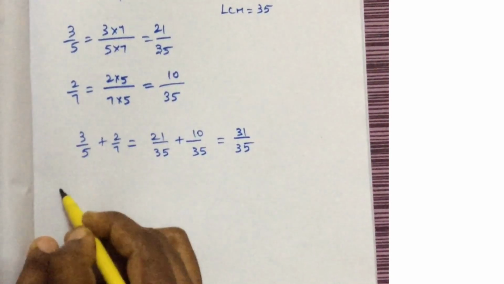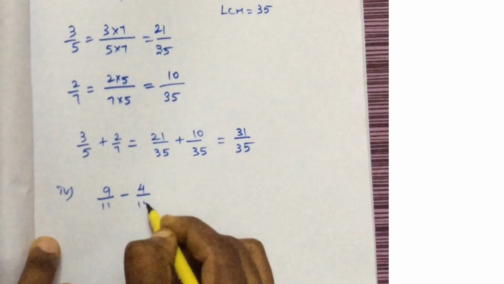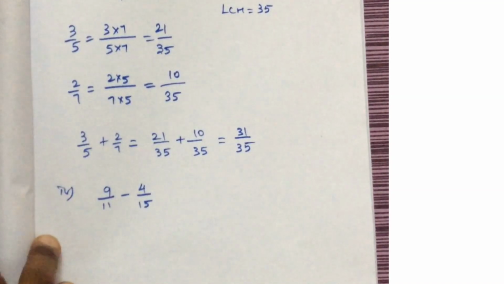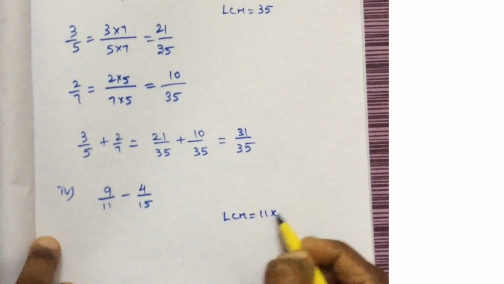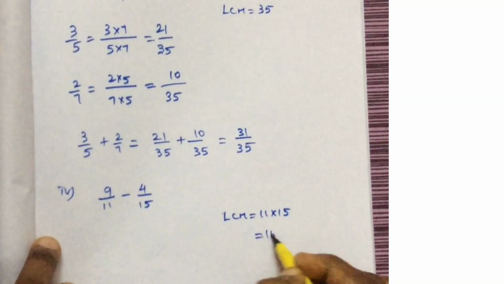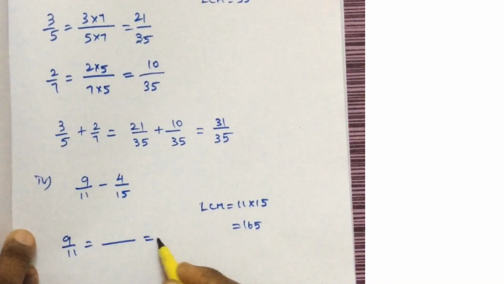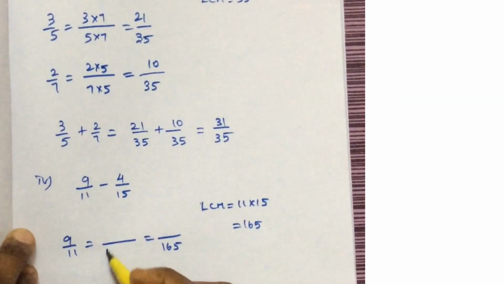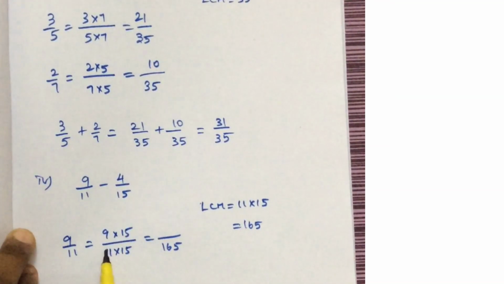The next problem is fourth problem, 9 by 11 minus 4 by 15. Here also denominators are different, 11 and 15. So you have to take LCM of 11 and 15. If you multiply 11 multiplied by 15, that is equal to 165. Now 9 by 11 equal to, here I want to change as 165. So 11 multiplied by 15 is 165. So 11 I multiplied by 15, 9 multiplied by 15. So 9 multiplied by 15 is 135.